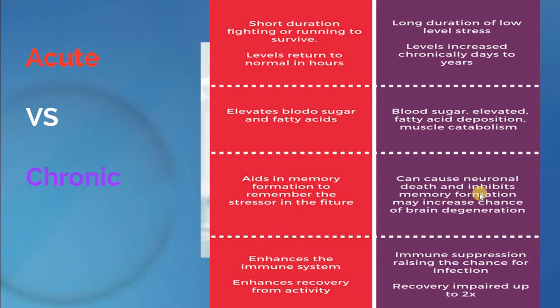While chronic stress has a long duration, and it increases chronically day by day throughout years, and there will be elevated blood sugar and fatty acids, muscle catabolism, and it can cause neuronal death and inhibit memory formation. It may affect your short or long memory duration, and may increase the chance of brain degeneration. And there will be an immune suppression, raising the chance for infection and impairing recovery up to twice as much as in a normal person or a person with acute stress.